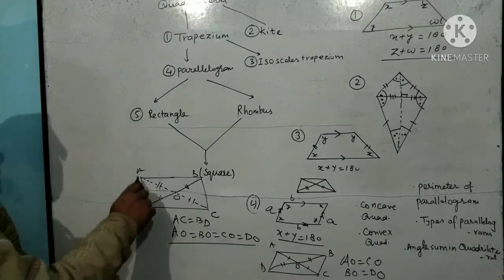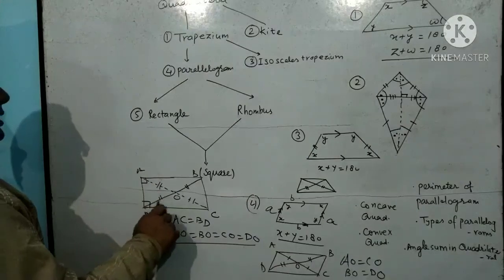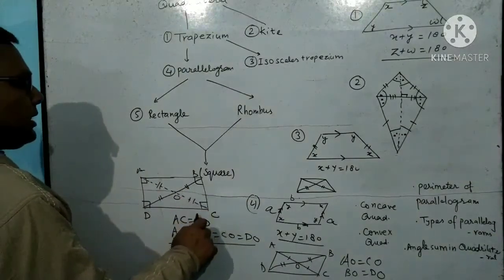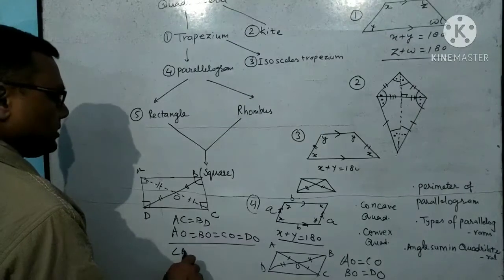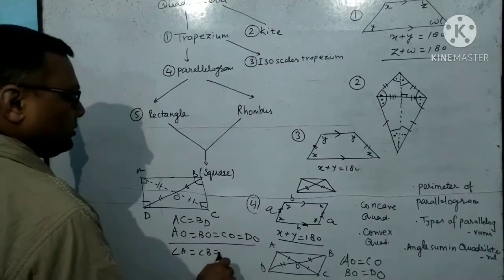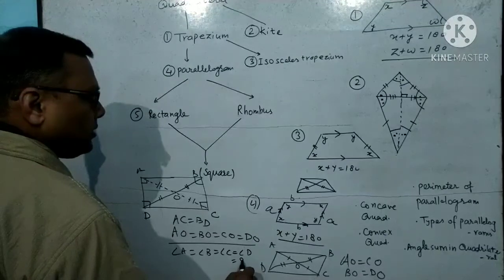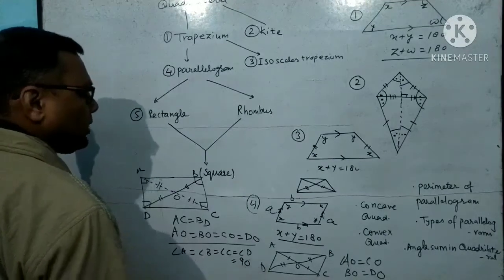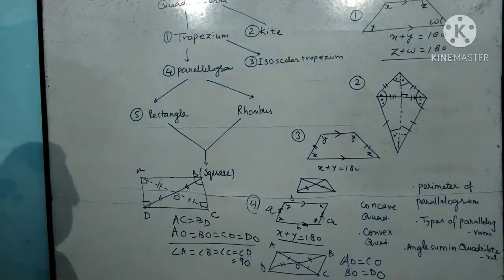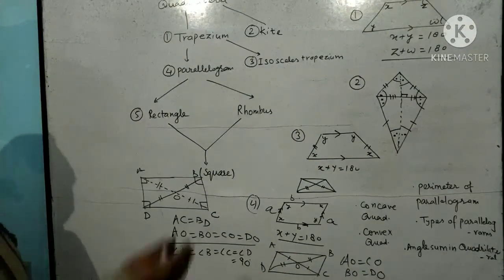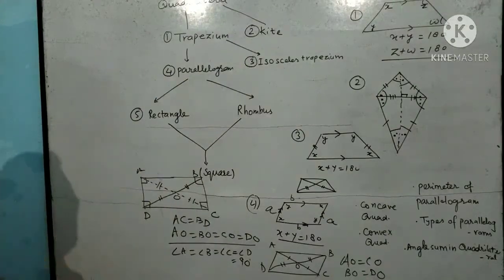And all the four vertex angles are right angles. An important thing to be noticed is angle A, B, C and D are each 90 degrees. These things are to be noted down. Then I am going to consider rhombus and square one by one. You note it down first.